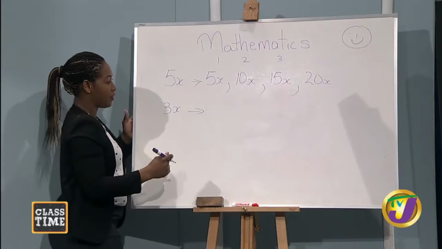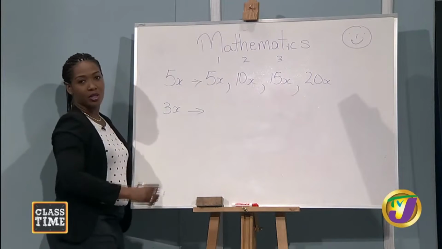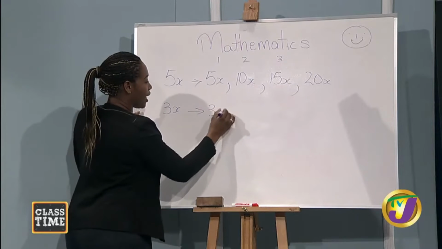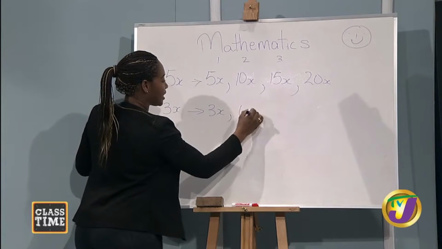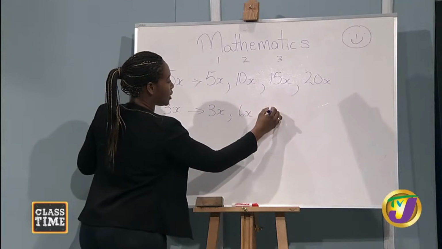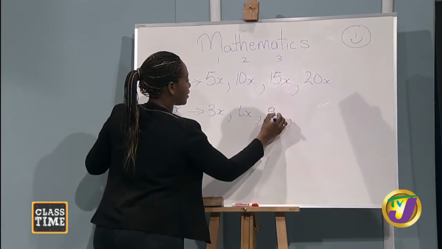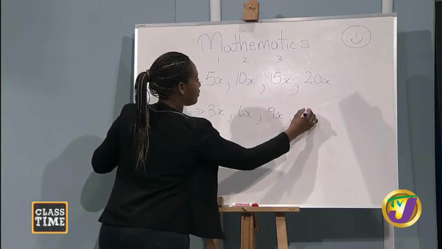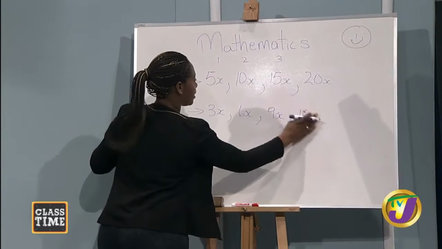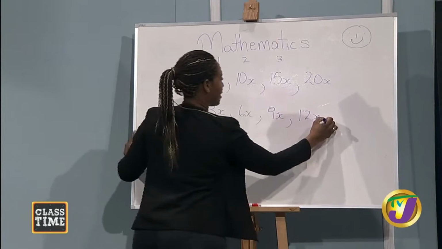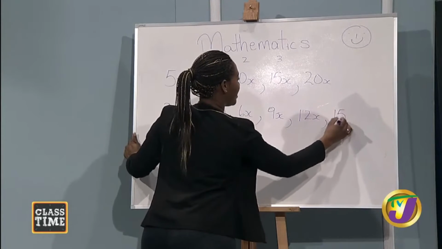What are the factors for 3? What are the multiples? What is wrong with me? The multiples of 3x would be 3x, 6x, and then we have what? 9x. Then we have 12x, and then we have 15x.